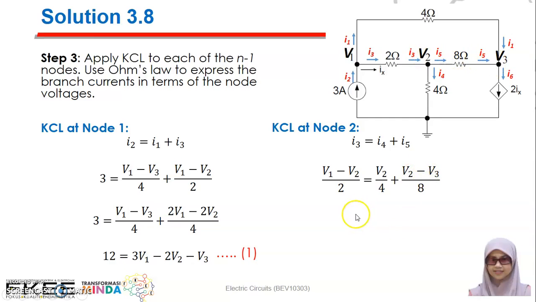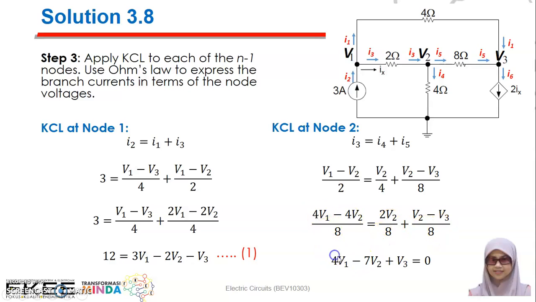Okay, and then after that I can further simplify my equation so that we have the same denominator. Here we have 8, so here also we want to have 8, so I can multiply this term with 2 divided by 2. So I have 2V2/8. Here I want to make it 8 as well, so I can multiply this term with 4 divided by 4. So (4V1 - 4V2)/8. Then this 8 can be cancelled out. So finally I can have 4V1.